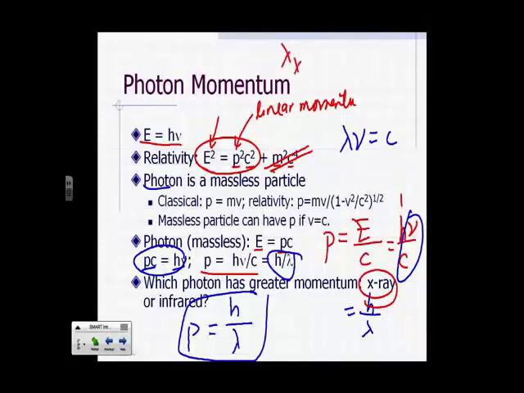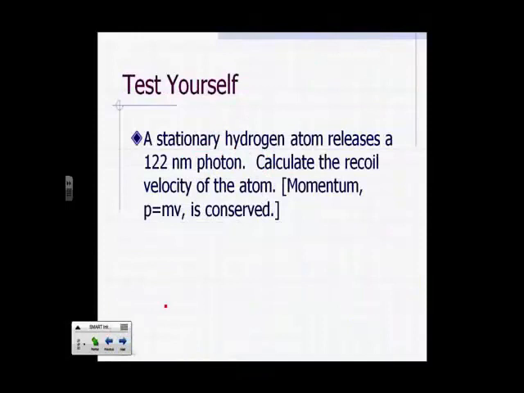Lambda for the X-ray is less than the lambda for an infrared photon, so your X-ray would have more momentum. Okay, so stationary hydrogen, here's an example. A stationary hydrogen atom releases a photon with a wavelength of 122 nanometers. Calculate the recoil velocity of the atom.